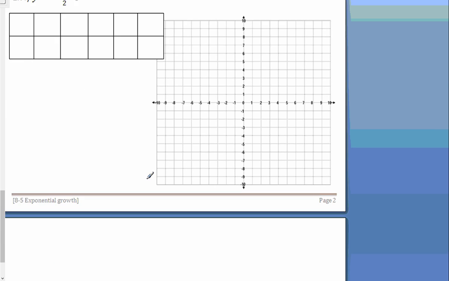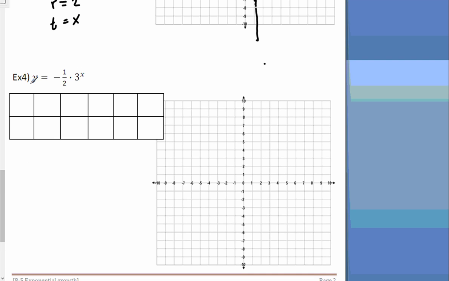Last example, I believe. Yep. All right, one more example. Let's just do the same thing again. Here's x. Here's negative 1/2 times 3 to the x. Negative 2, negative 1, 0, 1, and 2. This will be negative 1/2 times 3 to the negative 2, negative 1/2 times 3 to the negative 1, negative 1/2 times 3 to the 0, negative 1/2 times 3 to the 1, and negative 1/2 times 3 to the 2.